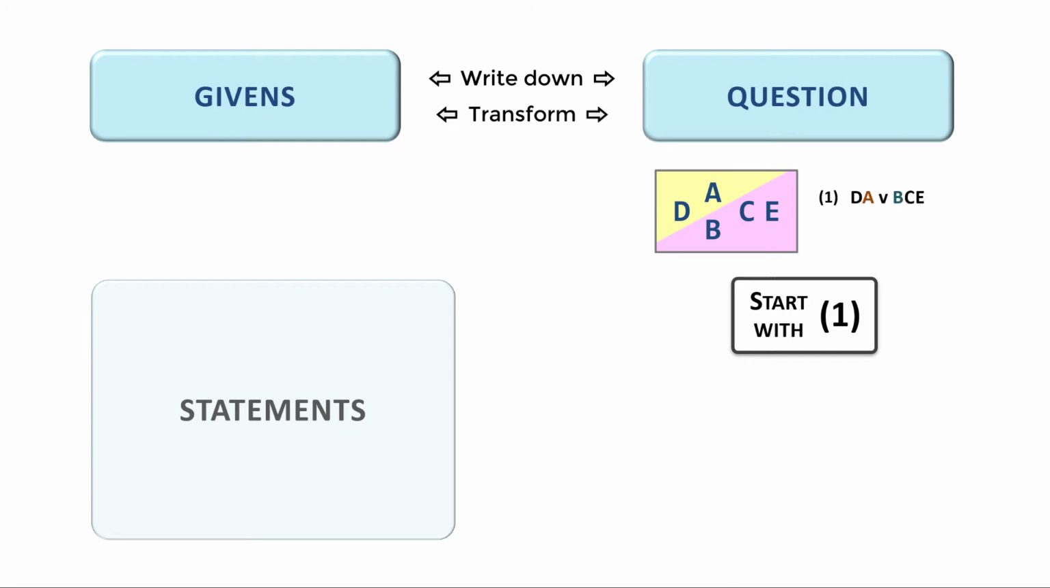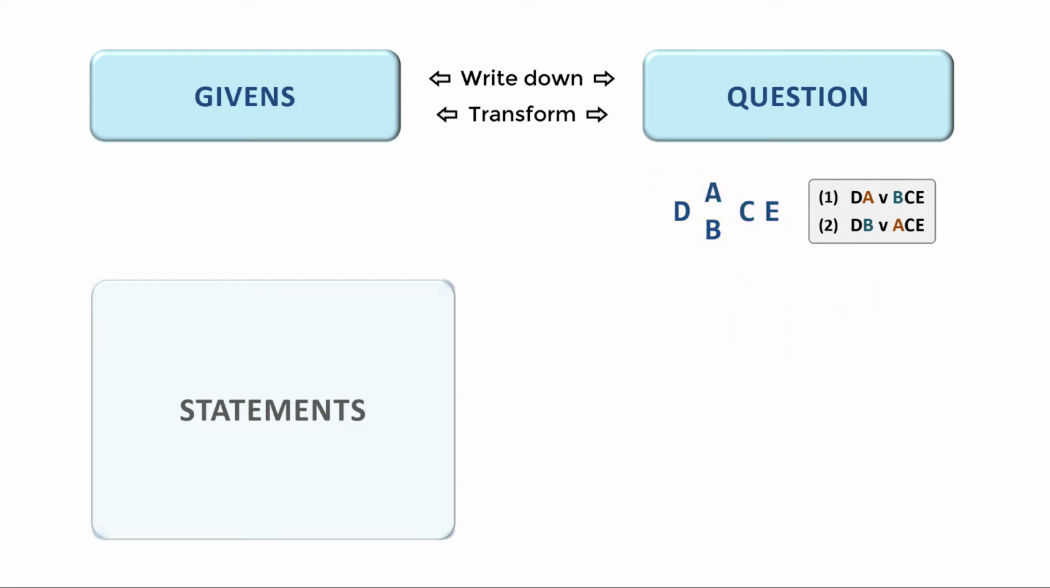If, on the other hand, we start with 2, the first choice looks like this. It's as if A and B have switched teams. In other words, starting with 2 means that the first contest is DB versus ACE. All right. Let's frame this little summary and shift our attention to the statements.